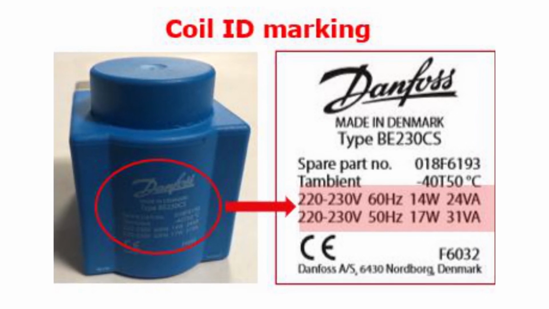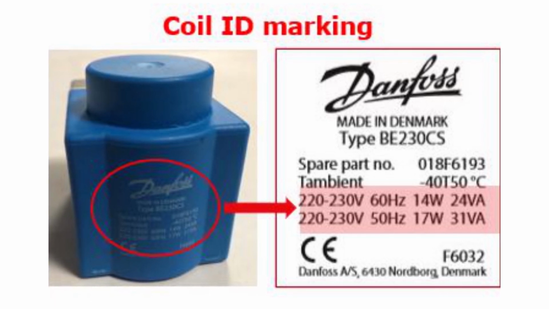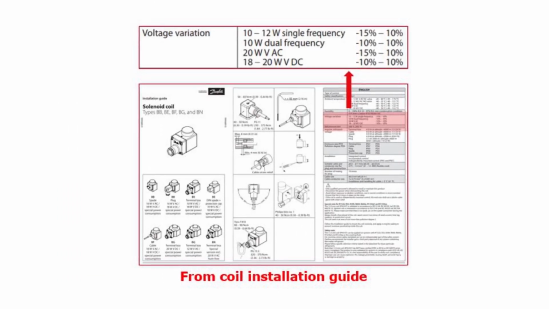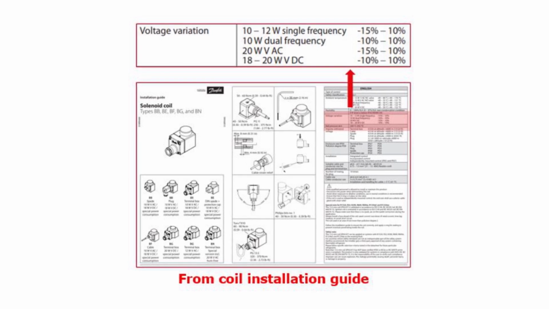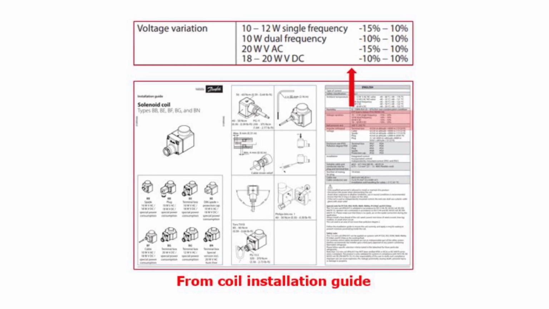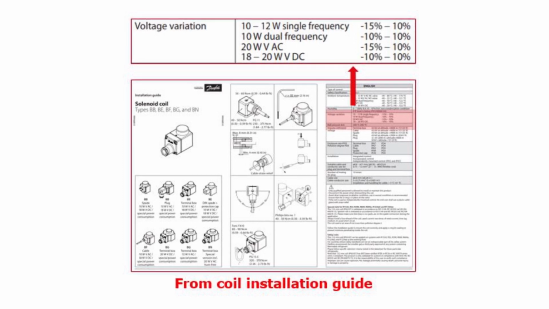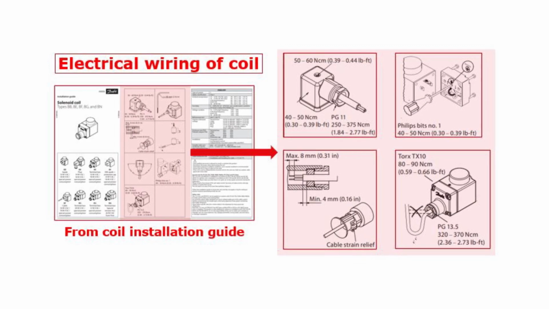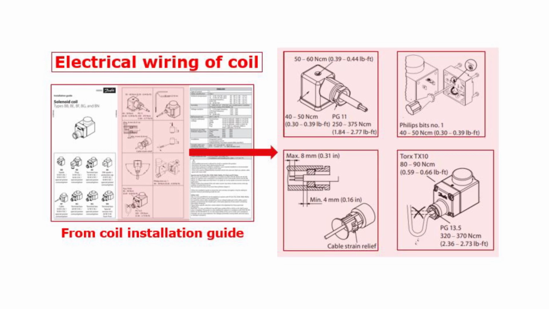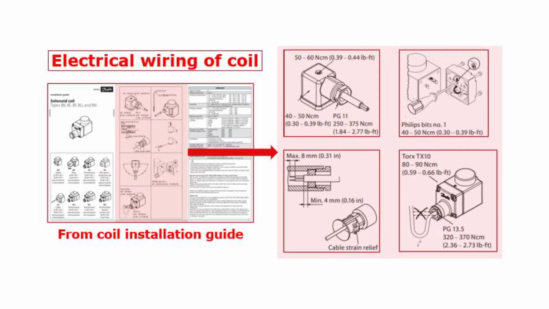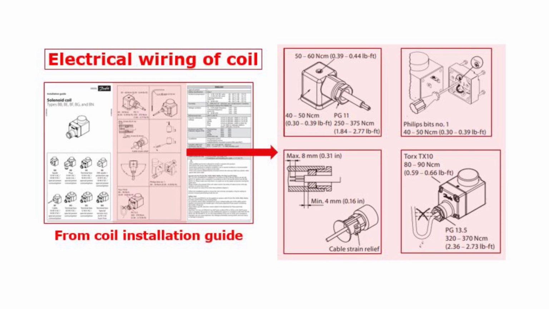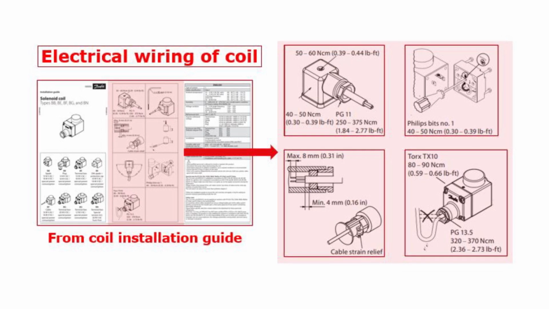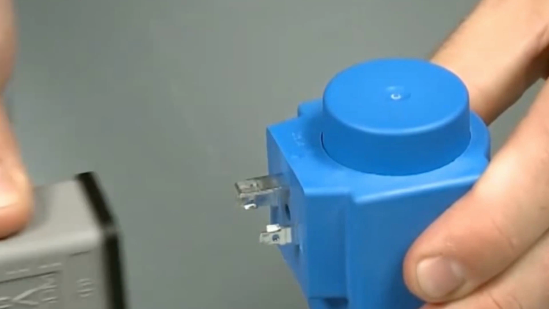The coil electrical data can be identified from the coil ID marking, as seen here. Make sure that the supply voltage is within the specified voltage tolerances of the given coil type used, as specified here in this example of a coil installation guide. This installation guide is supplied with the coil. The final step is to check that the electrical wiring is according to the instructions in the coil installation guide, as seen in this example. As seen, the electrical wiring depends on the coil and connector type. If the wiring is okay, you should hear a clicking sound from the valve when energizing the coil, as seen here.